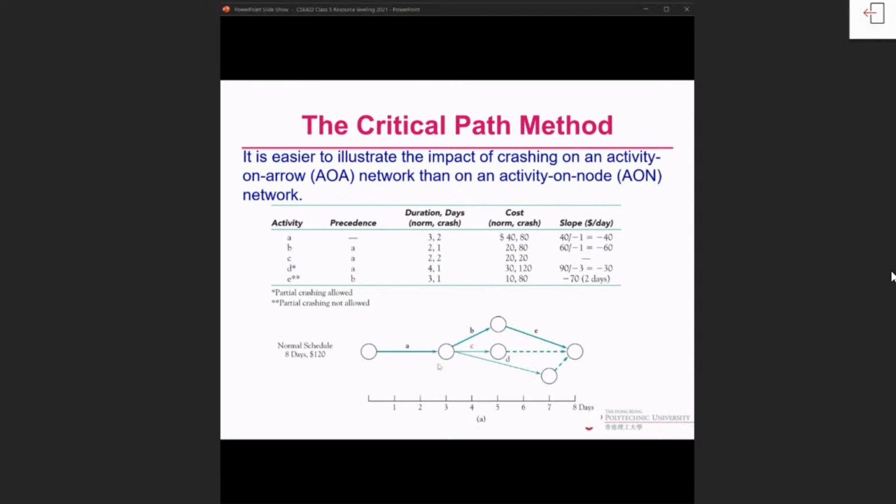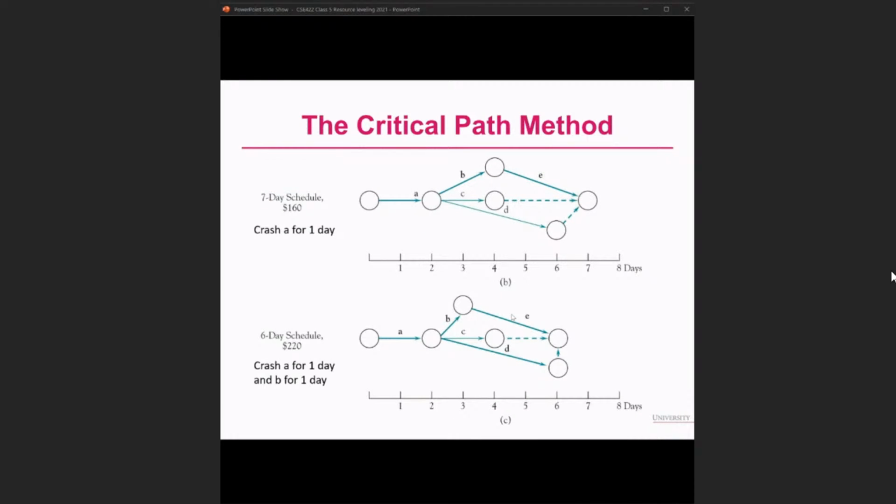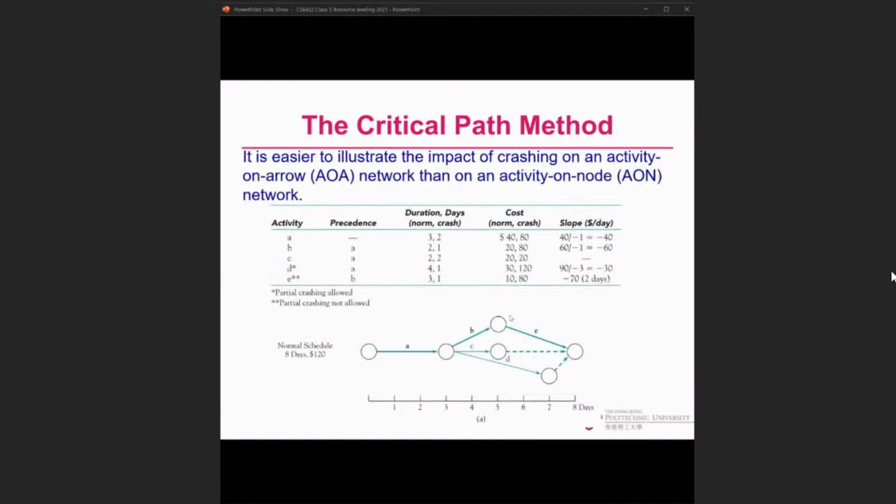And then based on the AOA, we know that the critical path will be A, B, and E. Okay, A, B, and E. So that's good. This is the initial network that we have and also the normal cost that we have for this project. All right, so that's good. Okay, then how about we start to crash? Then we have the 7-day schedule first. Okay, but before we really move to the next slide, how do you think we can follow the two rules? How can we follow the two rules to crash this project?